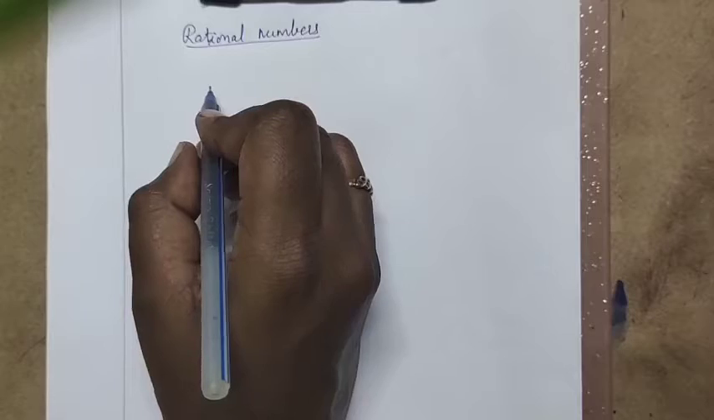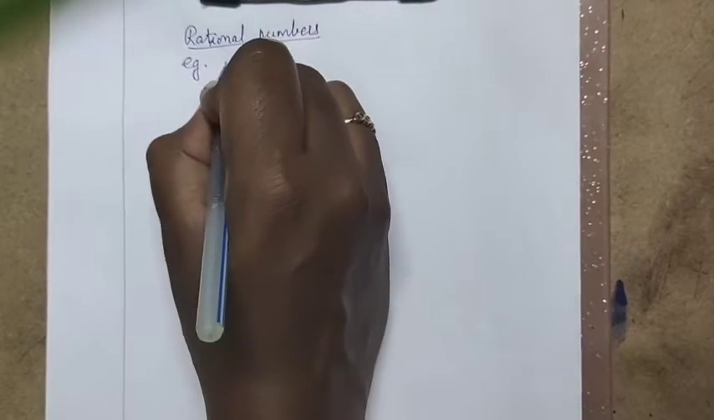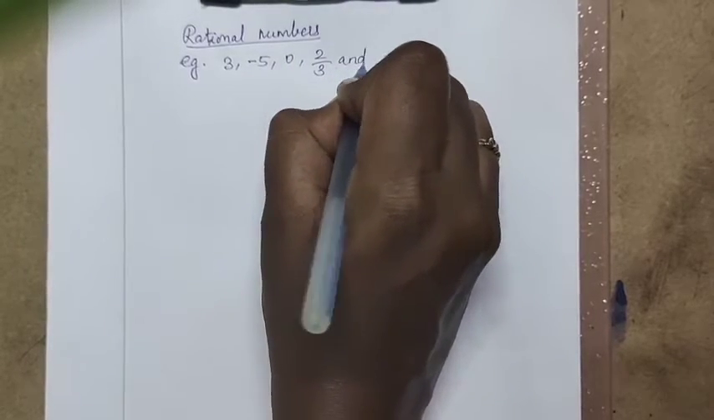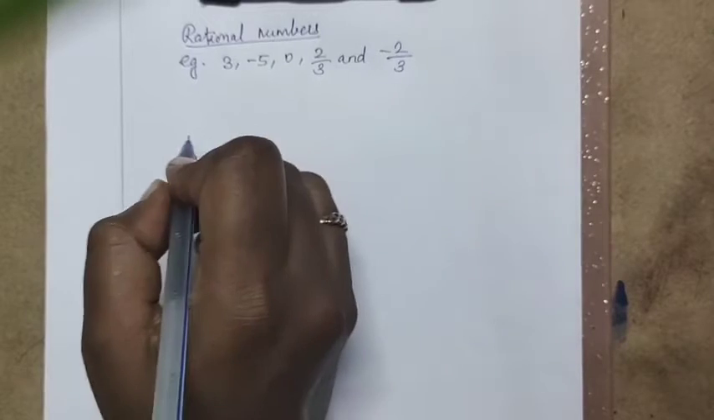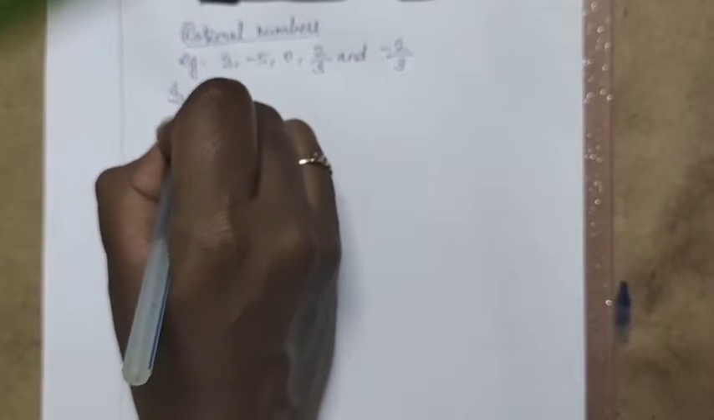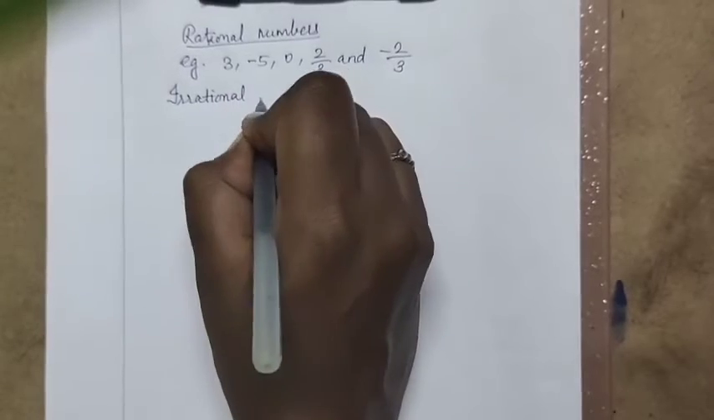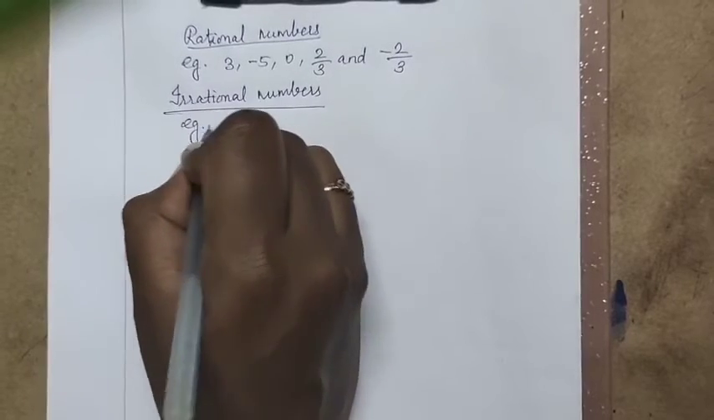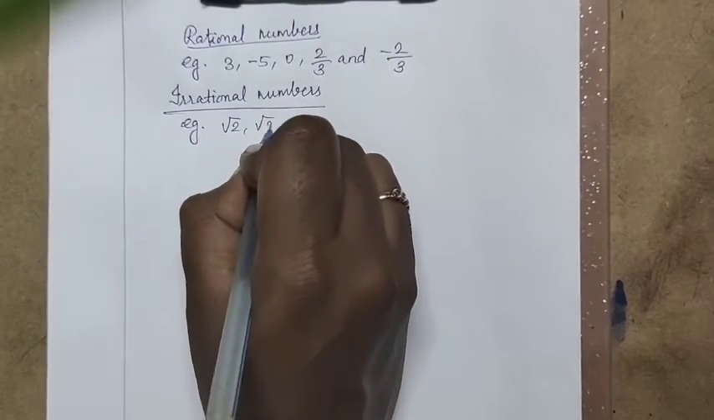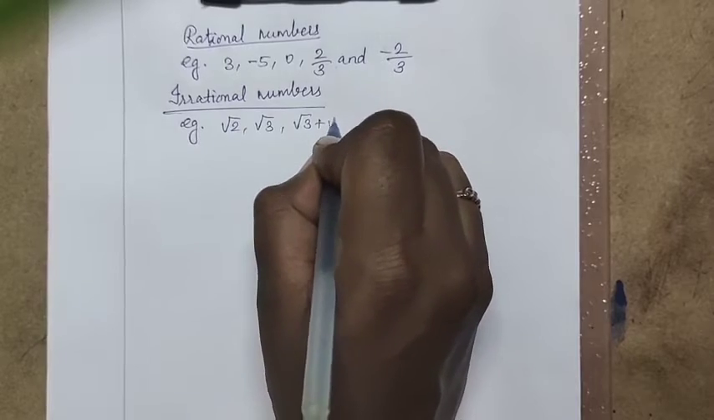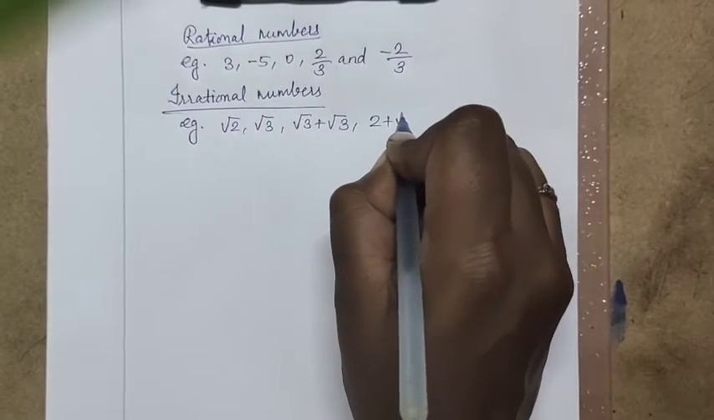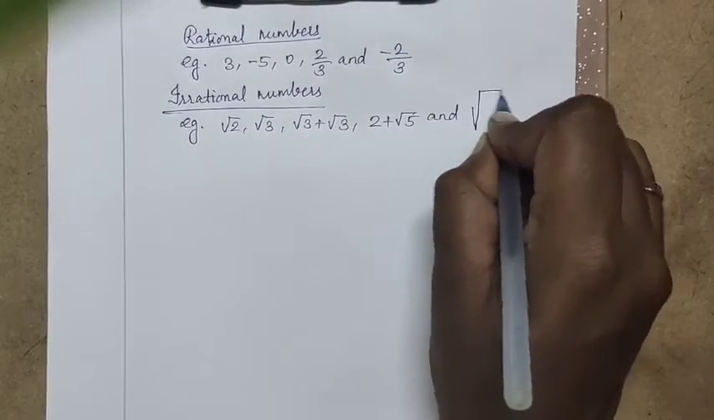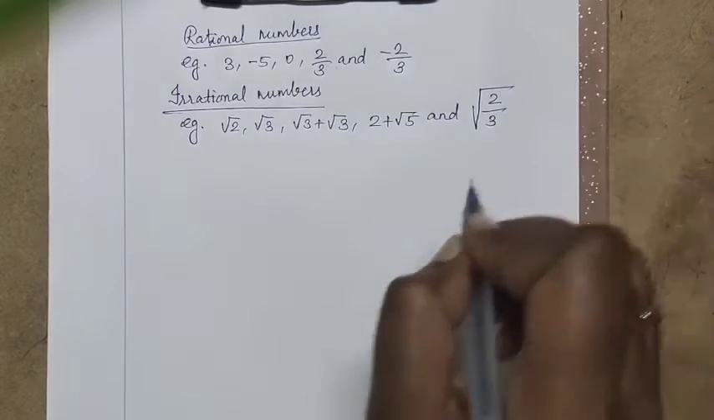Rational numbers. Examples: 3, -5, 0, 2 by 3 and -2 by 3. Examples for irrational numbers: √2, √3, √3 plus √3, 2 plus √5 and root of 2 by 3.